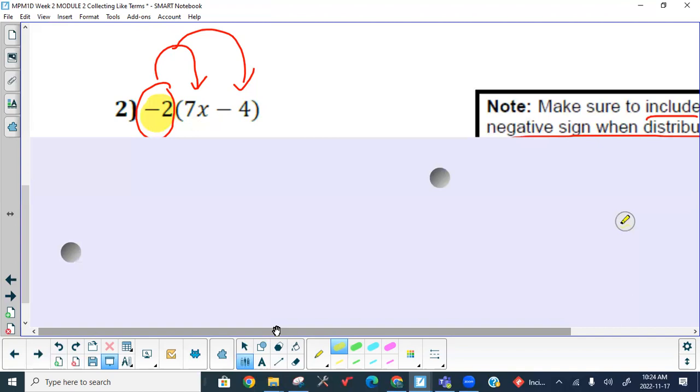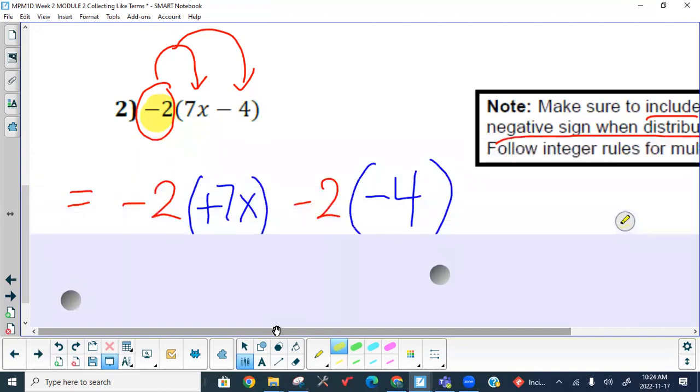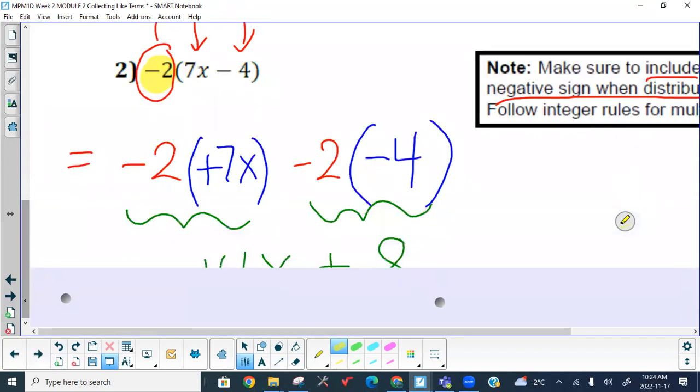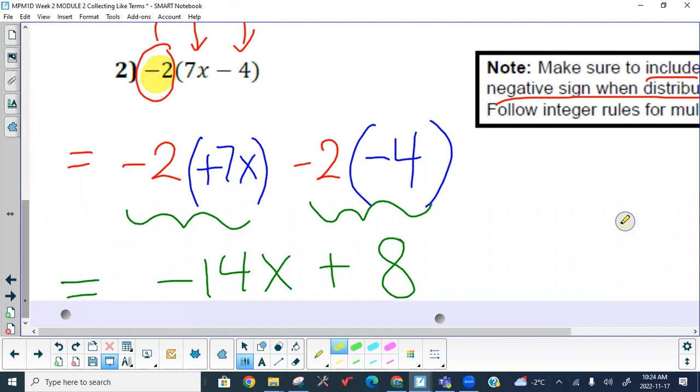Okay, so your step should have been -2 times positive 7x, -2 times -4. The signs in front of those terms are just as important as the terms itself. Signs in front of the coefficient. And so that should give you a final answer of -14x plus 8. Okay, how many people got that right? Yay, excellent.